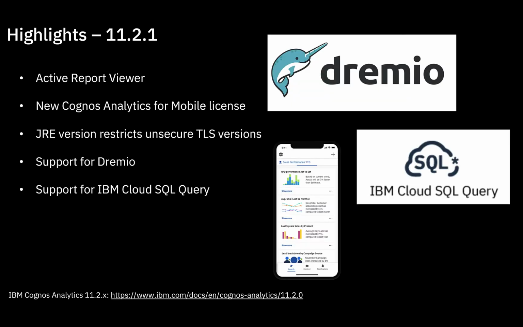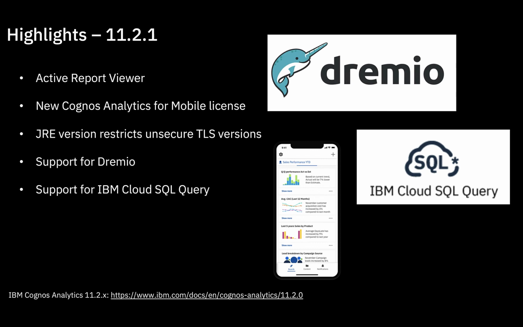With version 11.2.1, you can now take advantage of the Active Report Viewer to view and interact with your Cognos Analytics with Watson Active Reports. The Active Report Viewer is available for download on the IBM Accelerated catalog. You can now be licensed exclusively as a Cognos Analytics for mobile user. For a relatively low cost, a new license, which comes along with a new standard mobile analytics user role, entitles you to all of the Cognos Analytics for mobile capabilities that you need.